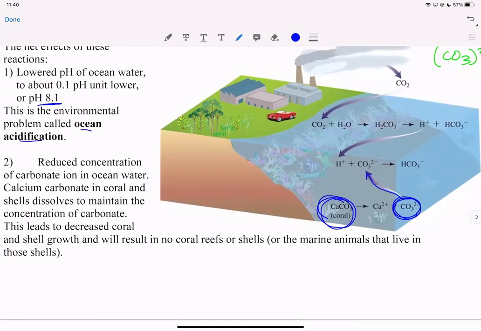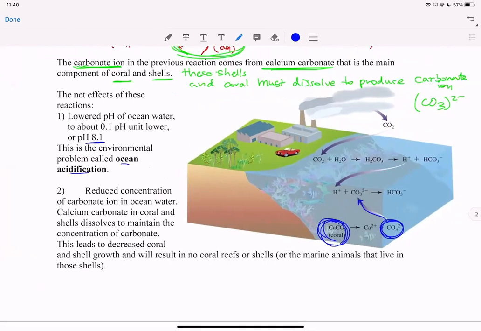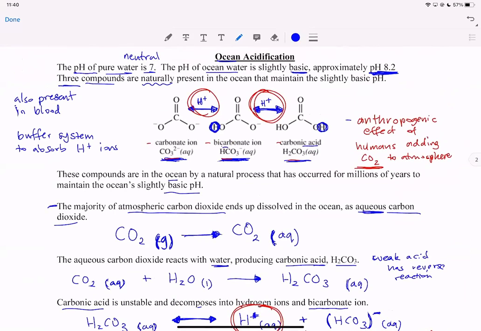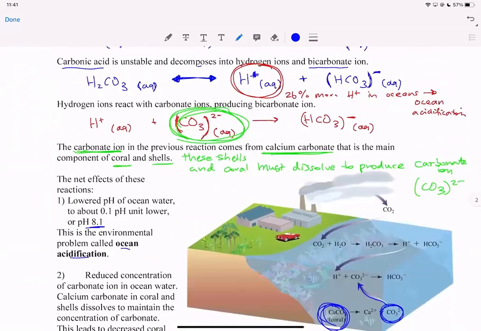Okay, so these shells are dissolving because that's part of the natural system, but it did not evolve for the amounts of carbon dioxide that humans have been putting out into the atmosphere. And so that's why I called it an anthropogenic effect. I remember I used this first in module 4. That's a human-caused problem. That's what anthropogenic means. And so this is the upshot of it.